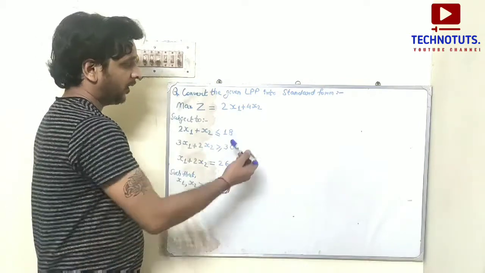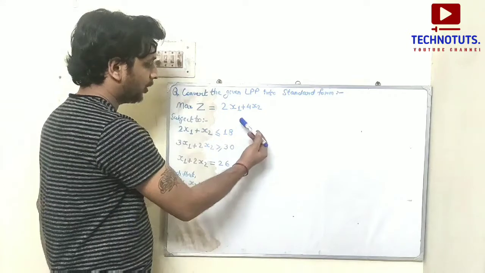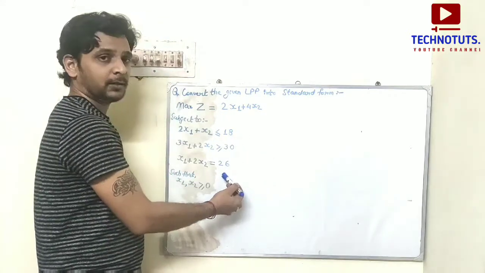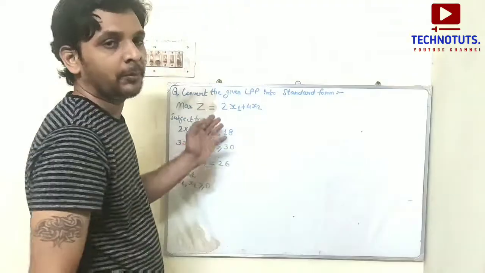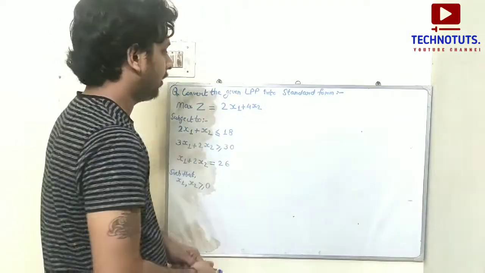See, I have considered a problem in which all the three signs appear in the constraints. So it will be easy for you to understand how we can convert a linear programming problem into its standard form. Okay, let us convert it.